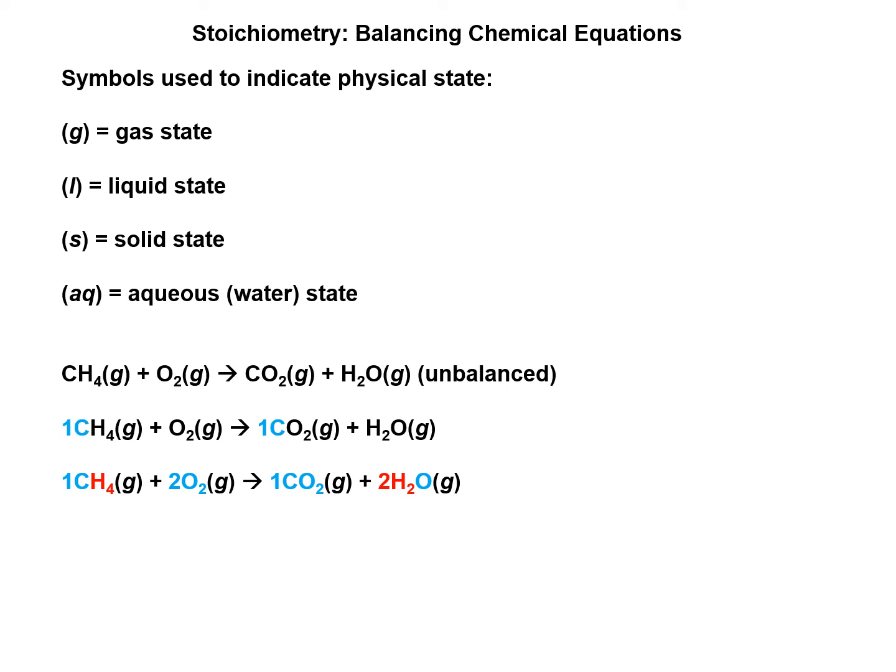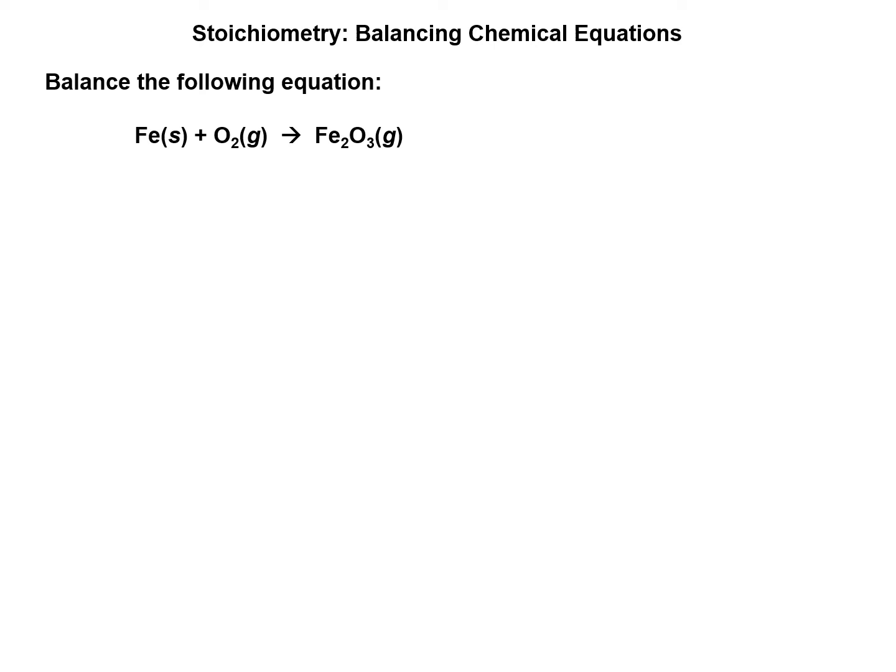Finally, I look at the hydrogens. We have 4 hydrogens on the left, and if I put a 2 in front of H2O, I then have 4 hydrogens on the right. So now I check to make sure the equation's balanced. The left side has 1 carbon, 4 hydrogens, 4 oxygens. The right side has 1 carbon, 4 hydrogens, and 4 oxygens. The equation is balanced. Another example is iron plus oxygen equal iron oxide.